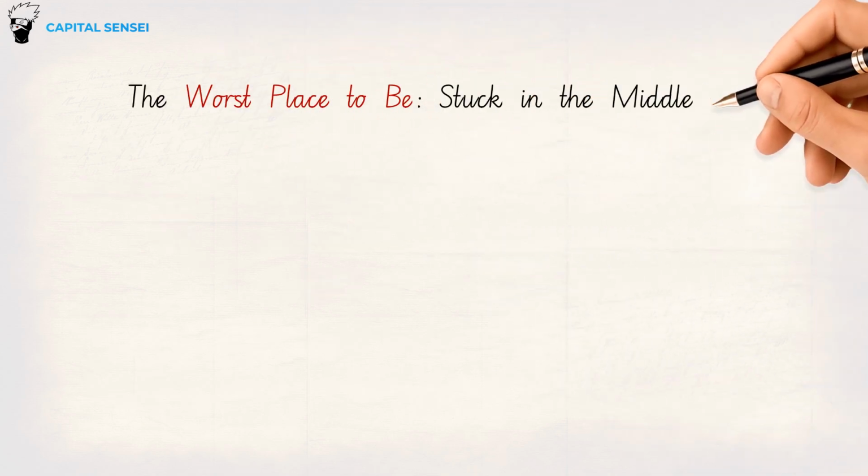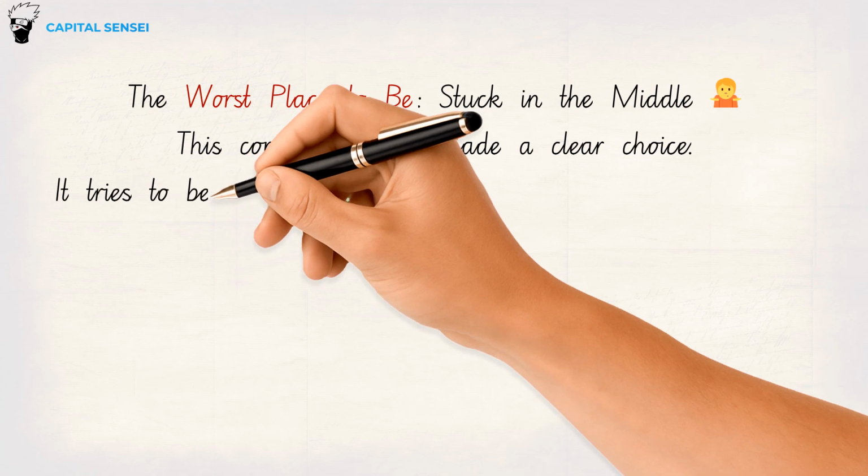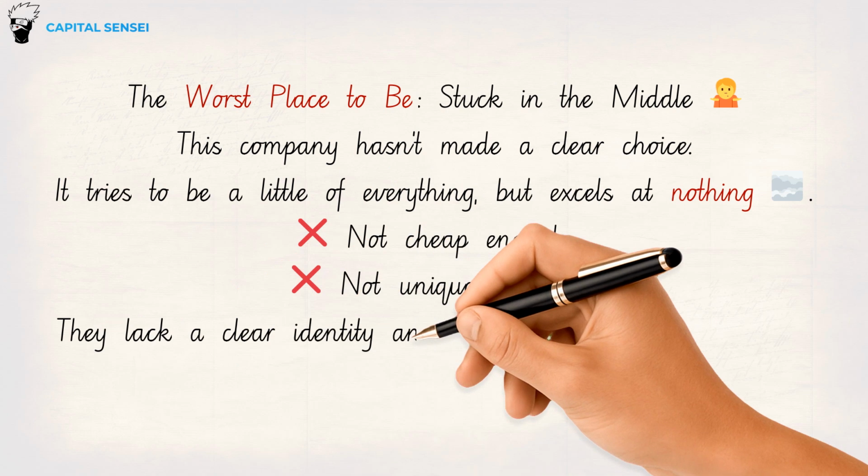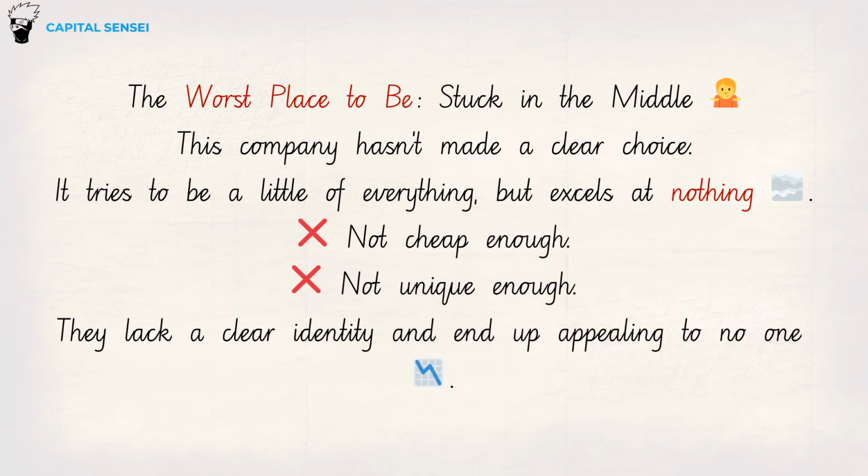So we have cost leadership, differentiation, and focus. Porter was very clear on this. The worst place to be is stuck in the middle. A company that is stuck in the middle hasn't made a clear choice. It tries to be a little bit of everything. It tries to be low cost, but its products aren't cheap enough to compete with the true cost leaders. It tries to be differentiated, but its products aren't unique enough to command a real price premium.